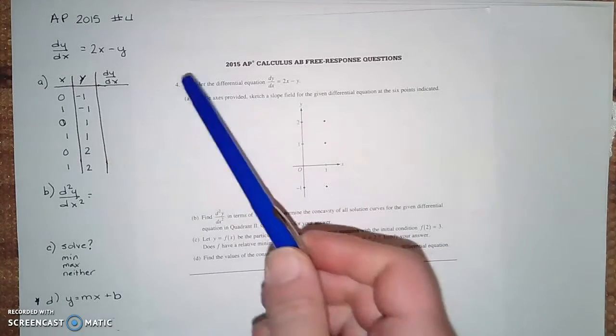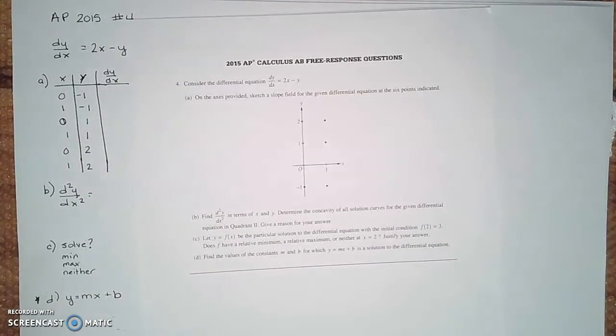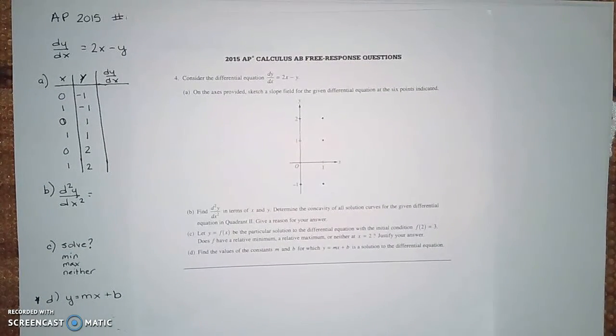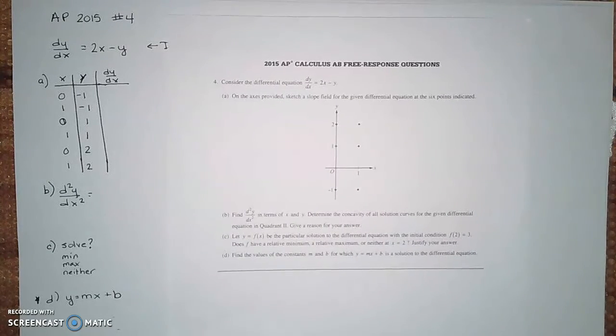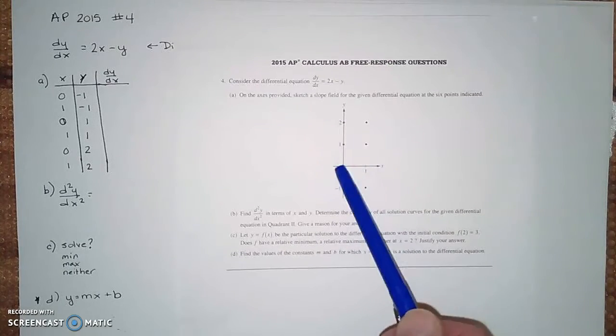Please be aware, parts A, B, and C are gettable by most. Part D is usually really hard. We'll take a look at it as we go and see if we can get any of the points out of there. So it says, consider the differential equation, dy/dx equals 2x minus y. Part A says, on the axis provided, sketch a slope field for the given differential equation, and the 6 values listed. So there's 1, 2, 3, 4, 5, 6.